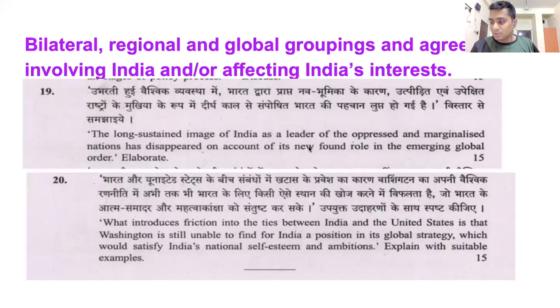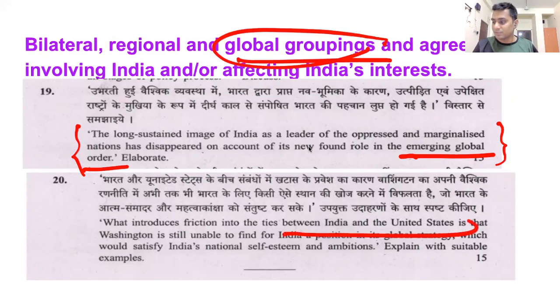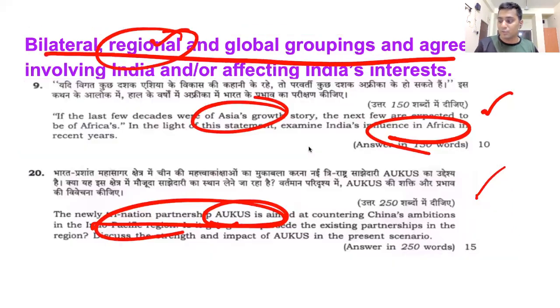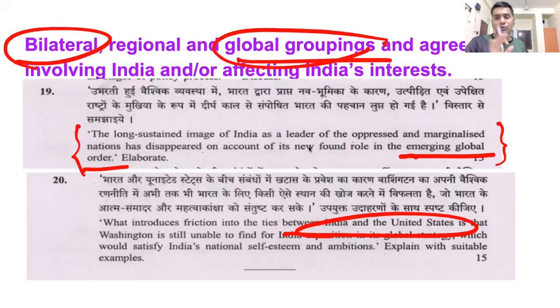Look at this. In the region of global order, India is changing its foreign policy. So the question is how India is changing its foreign policy to suit the global groupings. Next, India-USA in Washington. This is bilateral relations between India and USA. You can classify India-Africa as bilateral relations also. These are the 4 questions that I got.